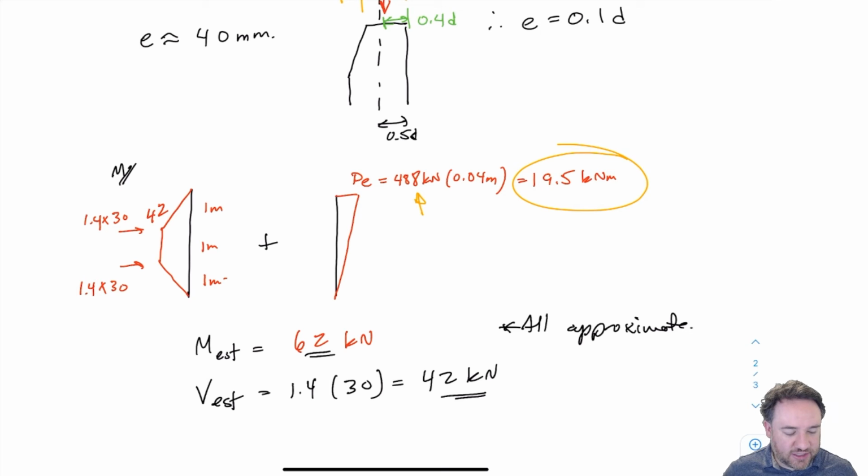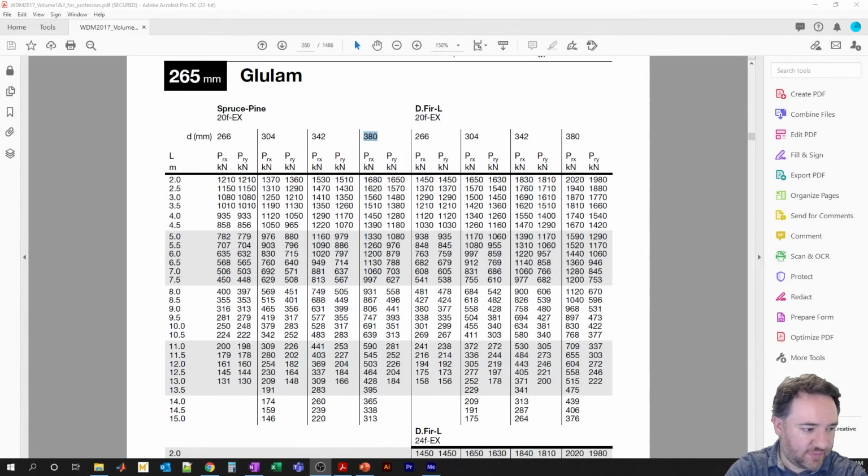The reason I'm doing it this way is just to give you an idea of an approach that goes from very, very rough to getting more and more precise as we go further and further down the problem. Okay, so what would be a good section for this? Remember we have, again, about 490 axial. We have 62 moment and 42 shear.